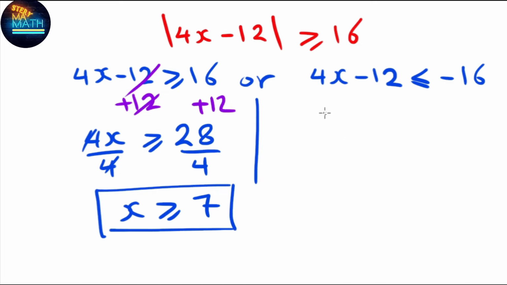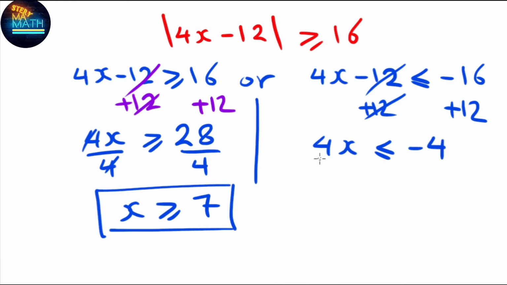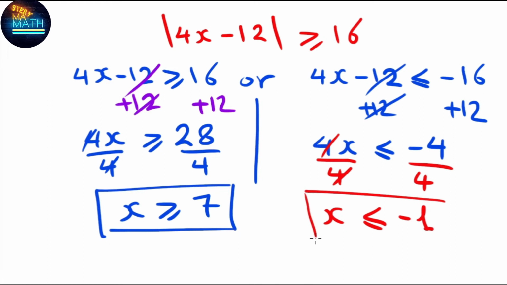And here in the second inequality, I will add 12. So 12 will cancel negative 12. So 4x is less than or equal to 12 minus 16 is negative 4. Divide both sides by 4. So here is divided by 4 and also here divided by 4. So x is less than or equal to negative 4 divided by 4 is negative 1.